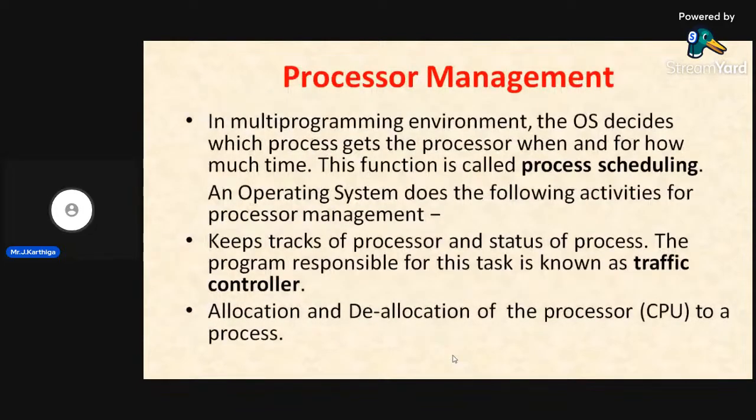Processor management is mainly done in a multiprogramming environment. The OS decides which process gets the processor, when, and for how much time. This function is called process scheduling. The OS does the following activities for processor management: allocation and deallocation of the processor. The processor is the CPU, and all the work is done by the CPU. It also keeps track of the processor and the status of processes. The program responsible for this task is known as the traffic controller.